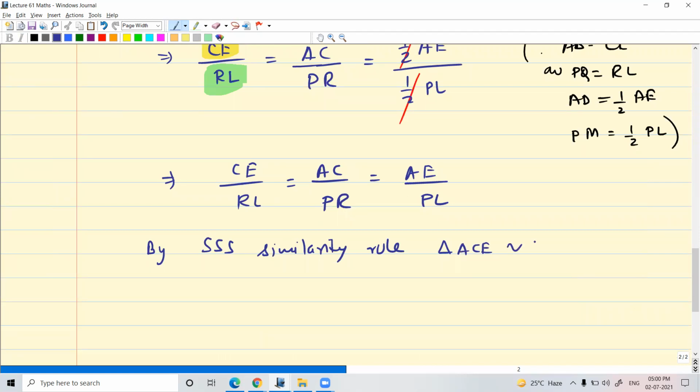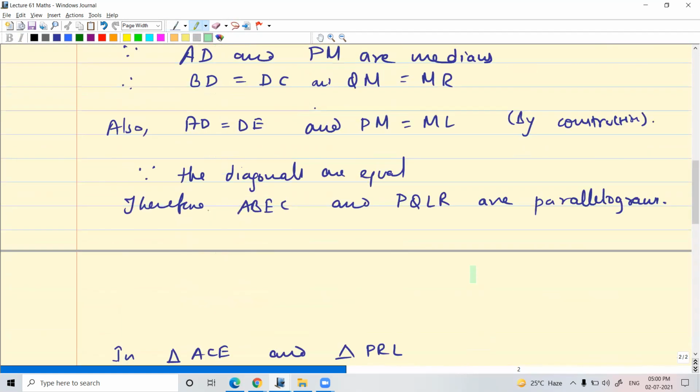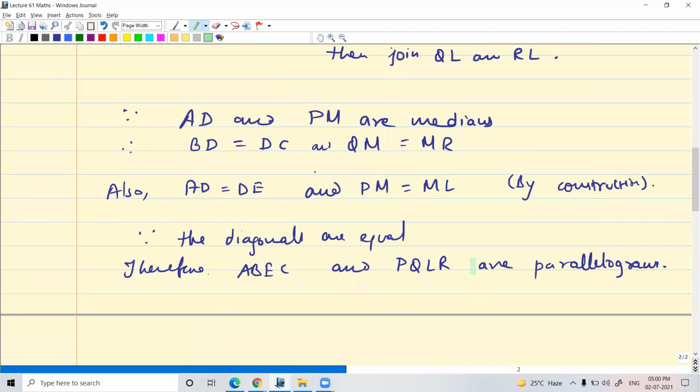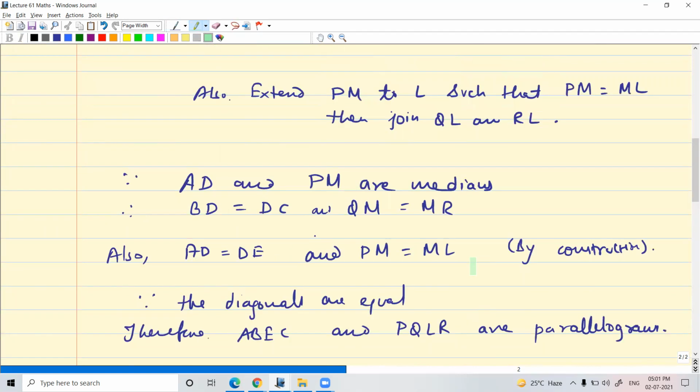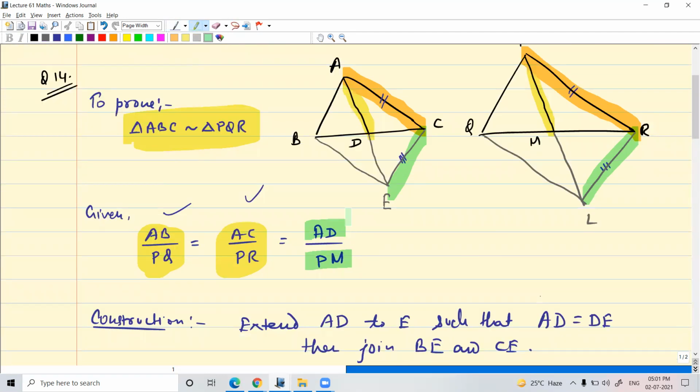Triangle ACE is similar to triangle PRL. Okay, everyone understood how to prove this? These two triangles are similar. We proved that it is a parallelogram and then used the ratio that was given here and replaced the sides to get the SSS criteria. Okay, and ACE became similar to PRL.